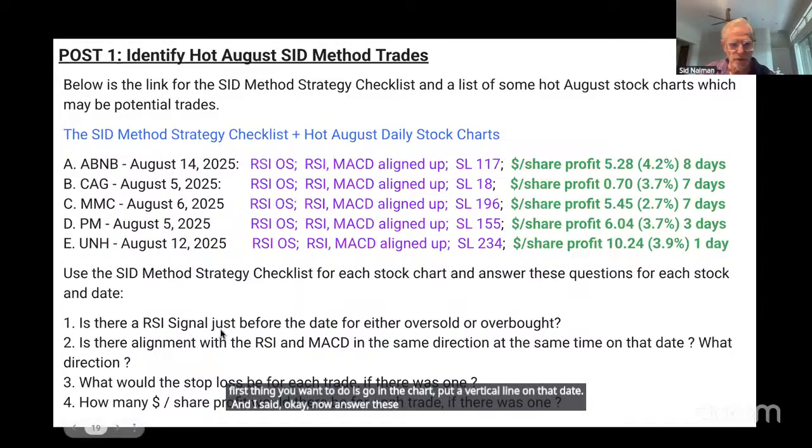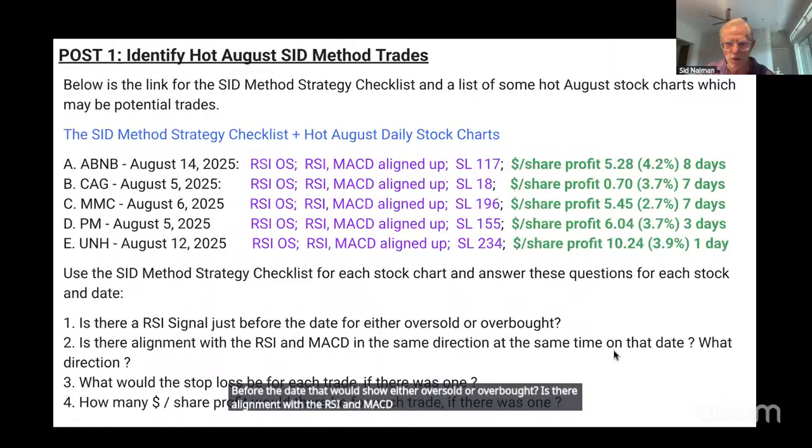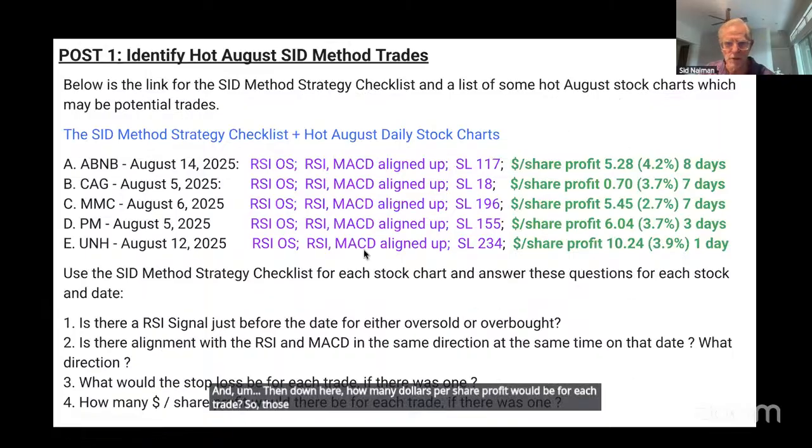Is there an RSI signal before the date that would show either oversold or overbought? Is there alignment with the RSI and MACD in the same direction? So you can enter that. What would be the stop loss for each trade? And then down here, how many dollars per share profit would be for each trade? So those are questions to be answered. And these were the answers, but I'll show you those on the charts as well real quickly. So we'll go through those.